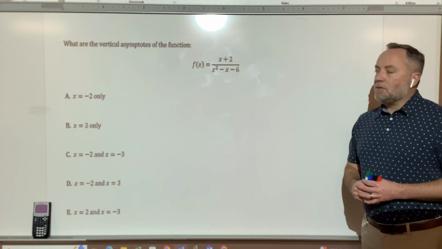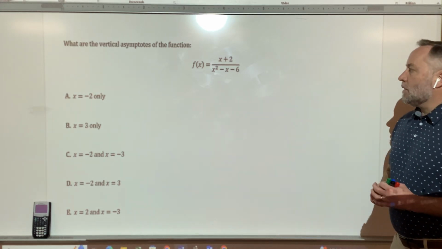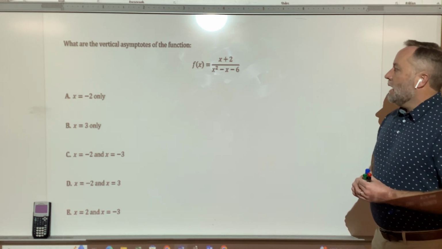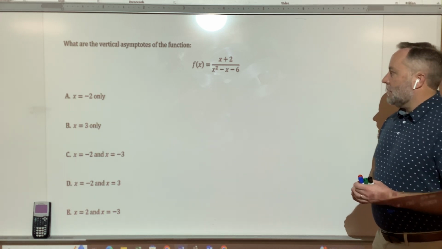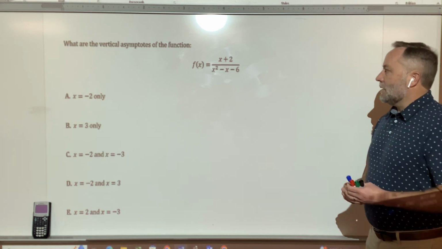This question is asking us to identify a key feature of a rational function. It says, what are the vertical asymptotes of the function f of x is equal to x plus 2 divided by x squared minus x minus 6?